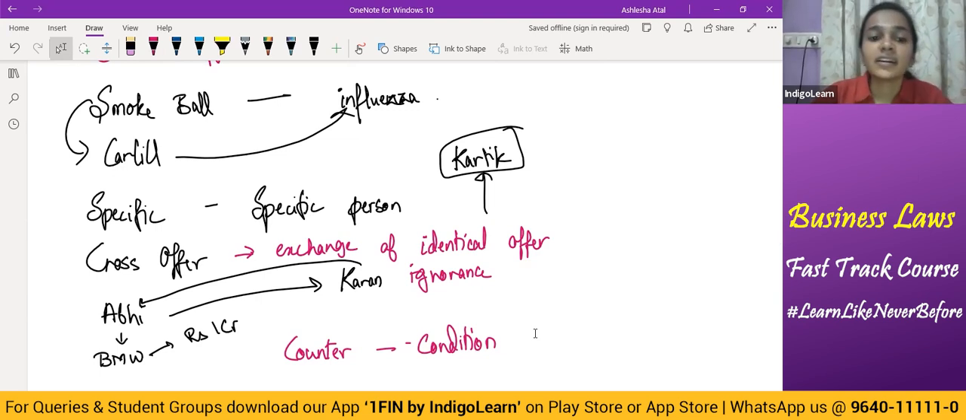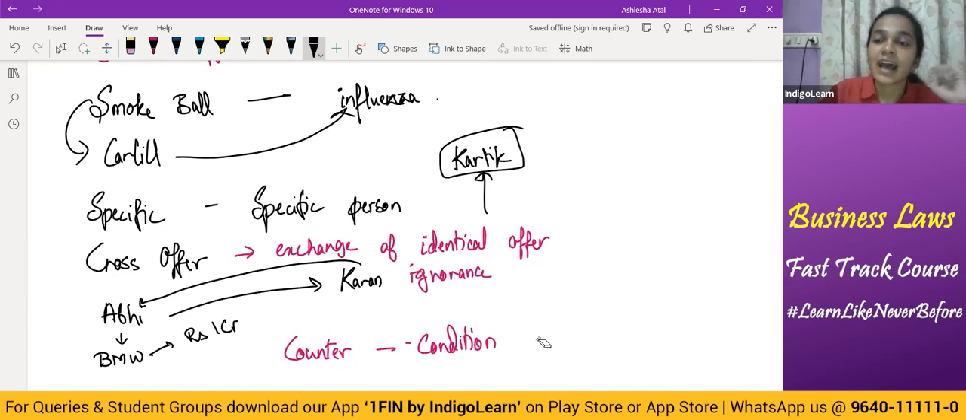Correct. So here there's a condition which has been put. Abhi says that I'll sell my BMW for 1 crore. However, Karan says, I will buy your BMW, but for 80 lakhs. So here a condition has been put to the original offer. And when a condition is put, the original offer lapses. Now later on, Karan cannot say to Abhi that, okay, fine, I'll purchase your BMW for 1 crore rupees. As soon as Karan puts forth a condition, the original offer lapses and Karan cannot accept the original offer later on.